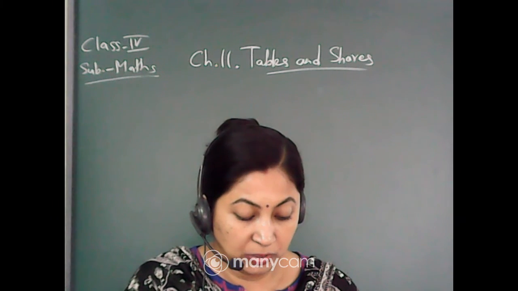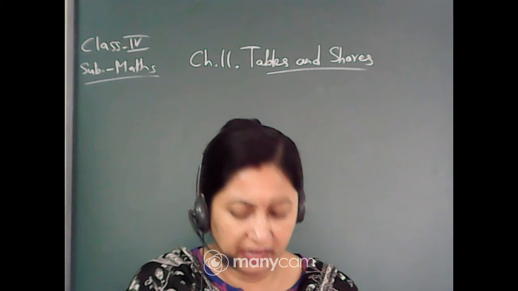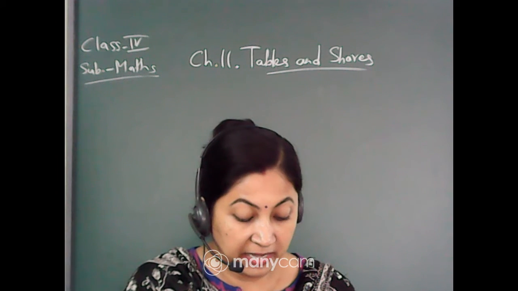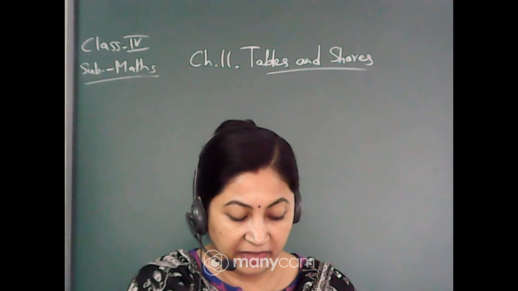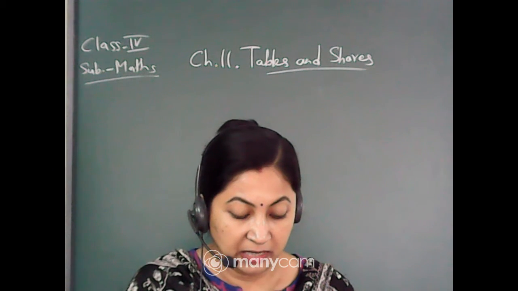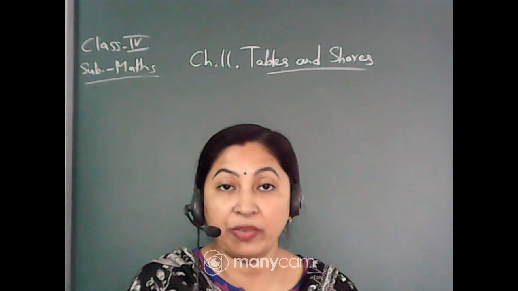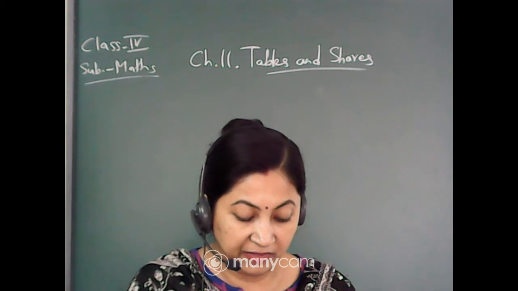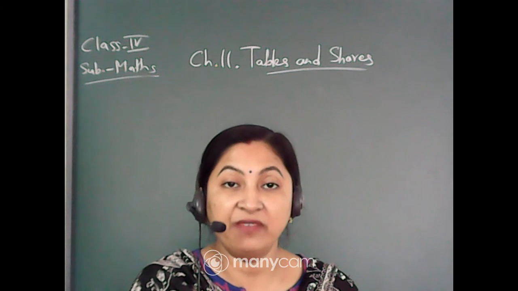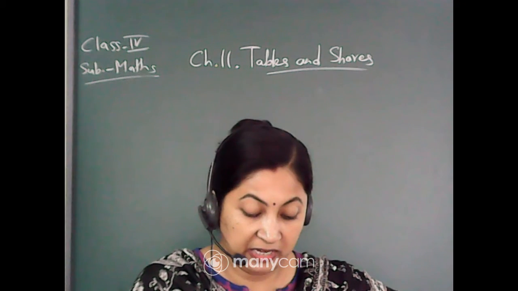Similarly, 3 twos are 6 and 3 fives are 15. So 7 threes are 21. Then 4 twos are 8 and 4 fives are 20. That means 7 fours are 28. Then 5 twos are 10 and 5 fives are 25. So 7 fives are 10 plus 25, it is 35.